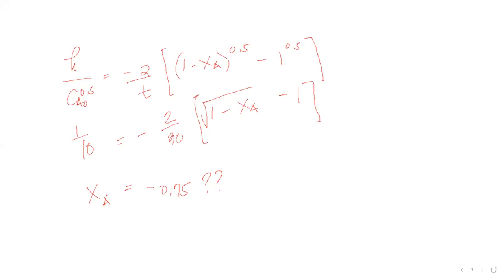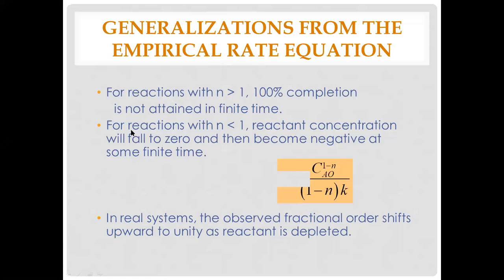Now, if you recall in the given for the empirical rate equation, it's possible that for orders less than 1, you will not be able to determine the time. So let me go back to the slide so you would see. I chose this so that I can explain this particular generalization here. So if the order is less than 1, reactant concentration will fall to 0 and then become negative at some finite time.